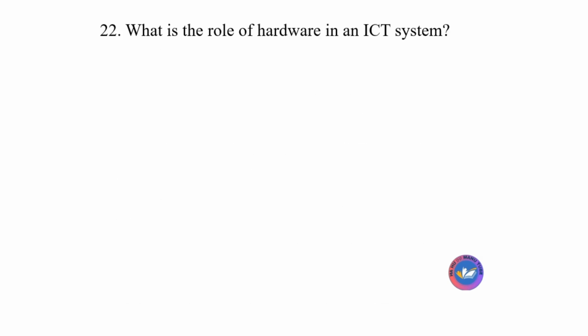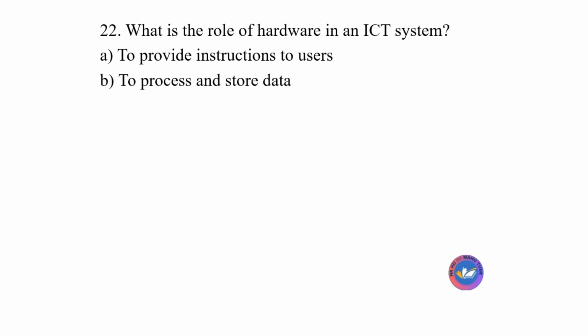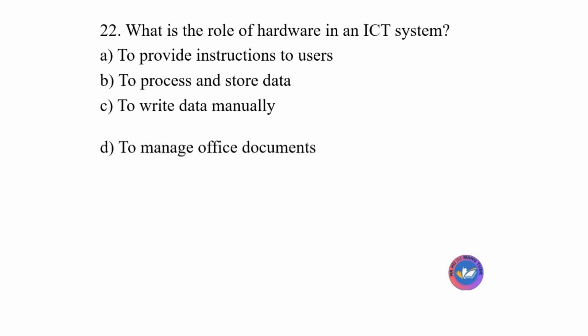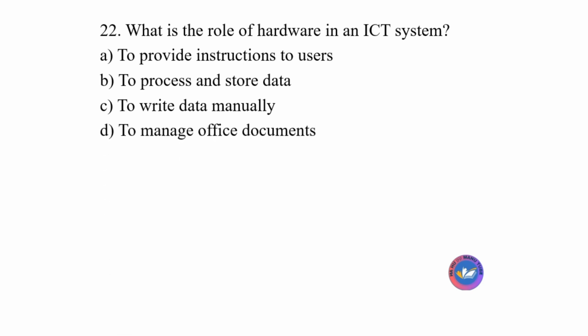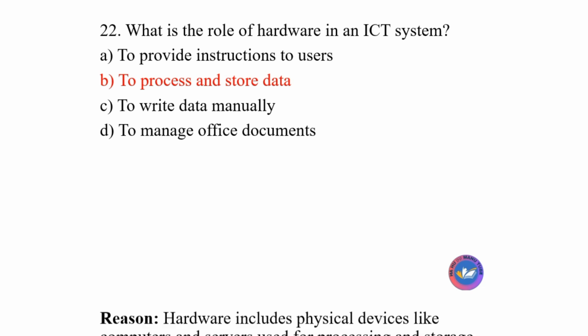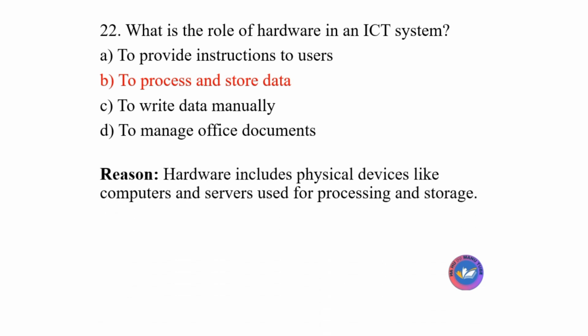Question number 22. What is the role of hardware in an ICT system? A. To provide instructions to users. B. To process and store data. C. To write data manually. D. To manage office documents. The answer is to process and store data. Hardware includes physical devices like computers and servers used for processing and storage.